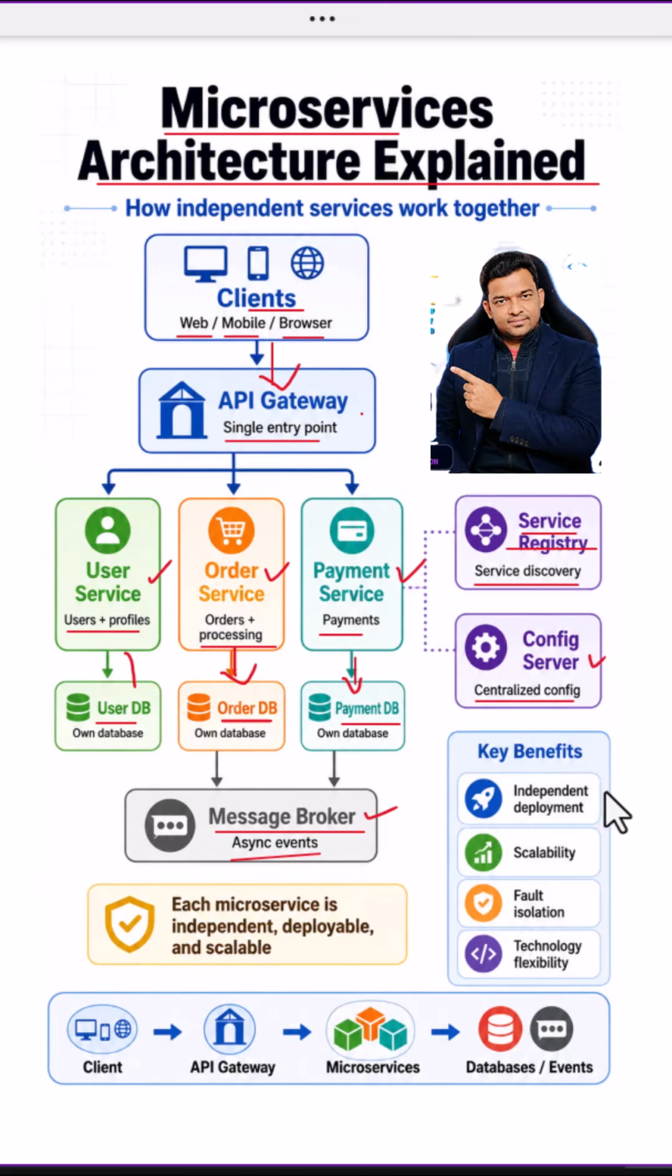The main benefit is that each microservice is independent, deployable, and scalable. If user service needs changes, we can deploy only user service. If order service gets more traffic, we can scale only order service. So the key benefits are independent deployment, scalability, fault isolation, and technology flexibility. That is microservices architecture explained in a simple way.